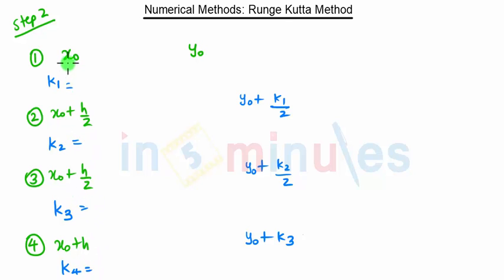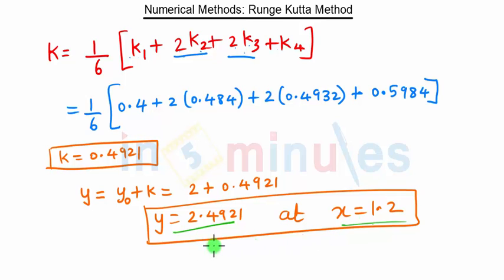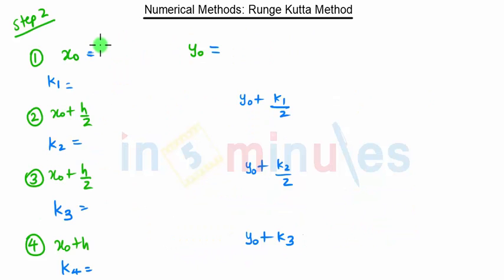So what is the value of x0 and y0 here? This initial value will be these values now. So y will be 2.4921 and x will be 1.2. Now we will again calculate.